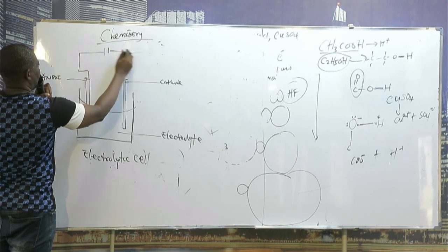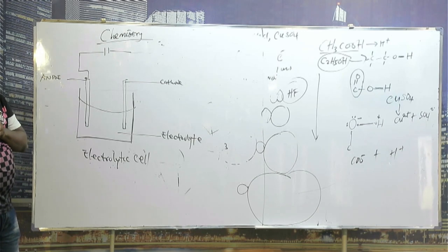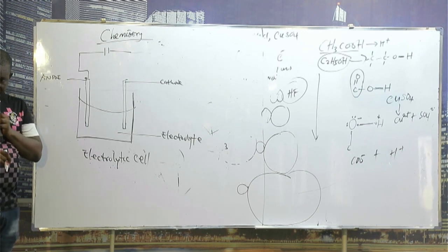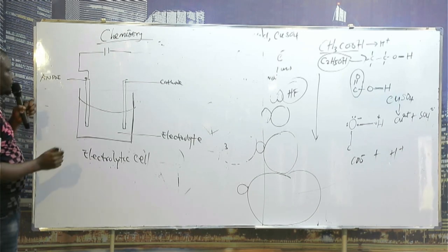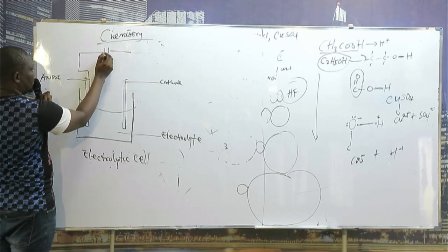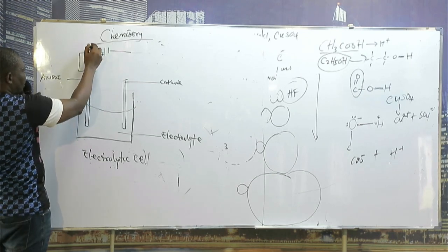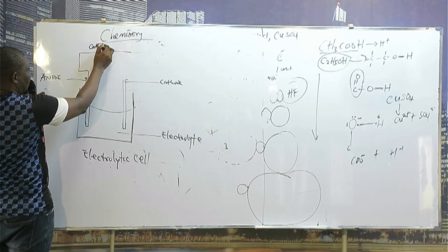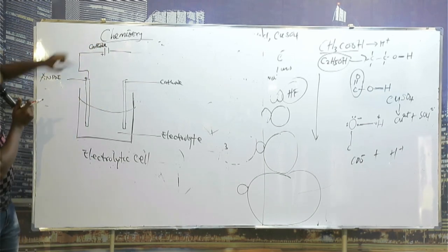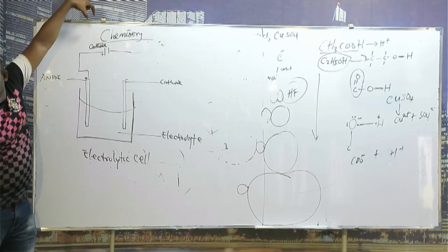What is this with this symbol? A cell. That cell is now a Daniell cell. In the Daniell cell, if I have plus here, it means it's the cathode. So this particular cell is my cathode. This is not the same thing as this again. This is now a source of electricity that I've put on top here.